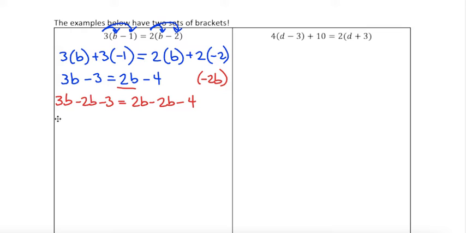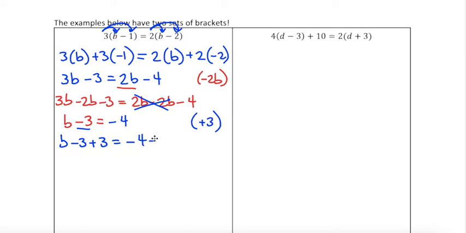3b take away 2b is 1b, or just b, minus 3. 2b take away 2b is 0, so those terms disappear, and I'm left with negative 4. From here, I want to get rid of the constant term that's on the same side as my variable. The opposite of subtracting 3 is adding 3. So b minus 3 plus 3 is equal to negative 4 plus 3.